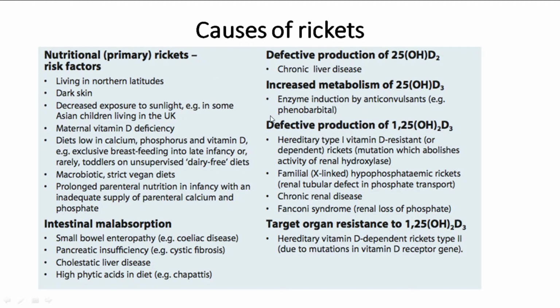The other group of risk factors is defective production: hereditary type 1 vitamin D resistant, familial hypophosphatemic rickets, chronic renal disease or Fanconi syndrome, and target organ resistance to one of the variants of vitamin D, hereditary vitamin D dependent rickets type 2. It's better to fix all risk factors. I will give you 2 minutes.